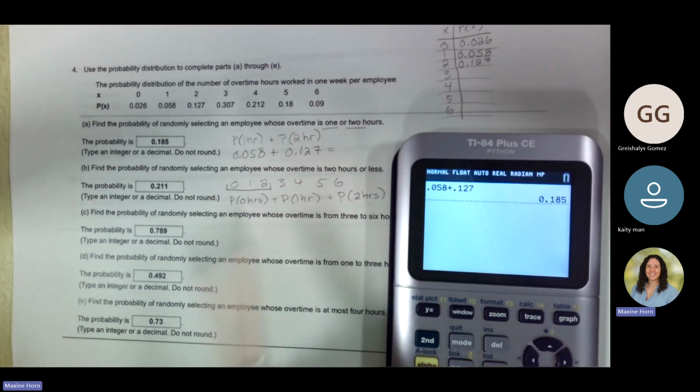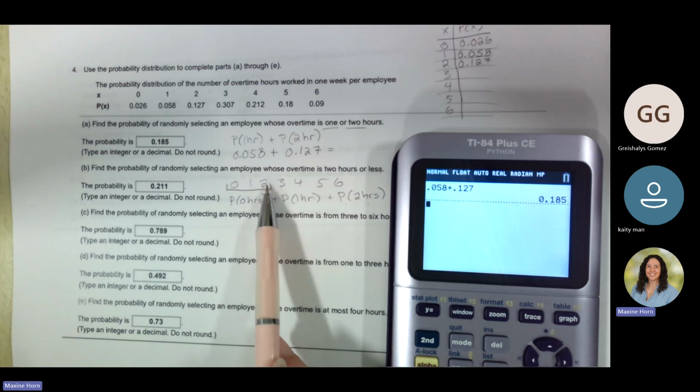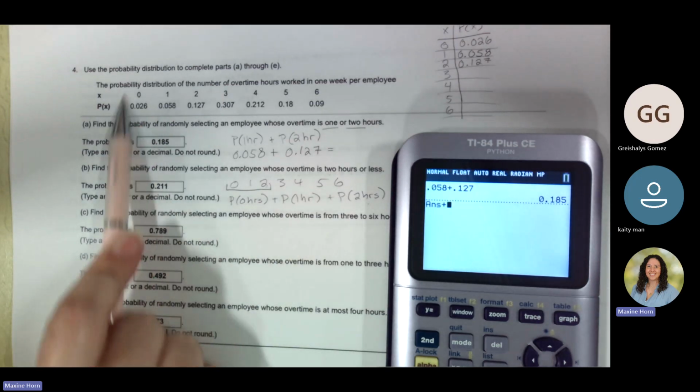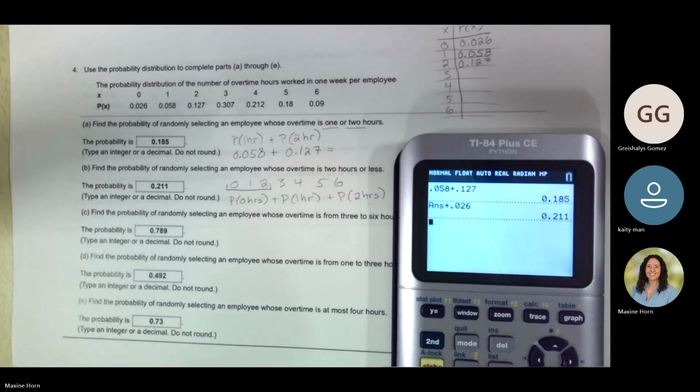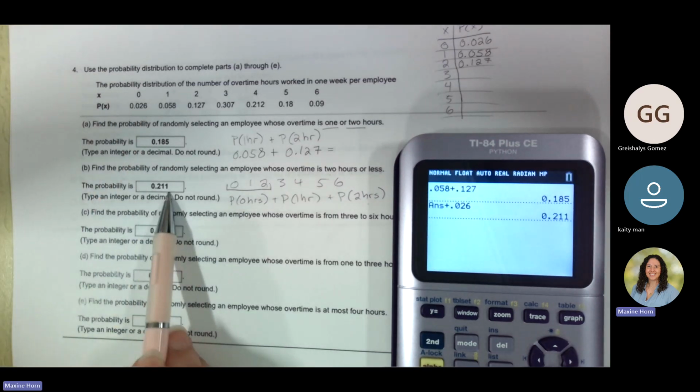So in my calculator, I've already added up the probability of 1 plus the probability of 2. To that, I'm going to add the probability of 0, 0.026. And that's how I get 0.211.